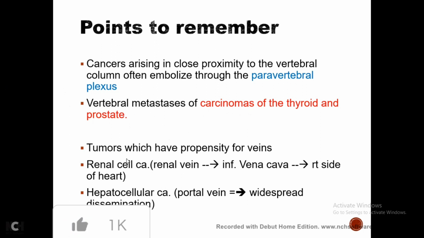Now the other tumors are the tumors which have a propensity to involve the veins. These are renal cell carcinoma, which comes from the kidneys. The route is that they first involve the renal vein, which leads to the inferior vena cava, and the inferior vena cava drains into the right side of the heart. The next carcinoma that commonly uses the hematogenous route is hepatocellular carcinoma. Hepatocellular carcinoma is a tumor arising from the liver. It uses the portal vein, and through the portal vein it may spread widely into the body.